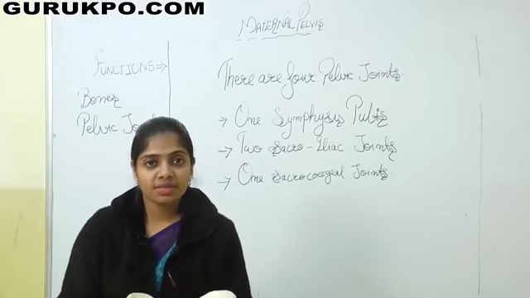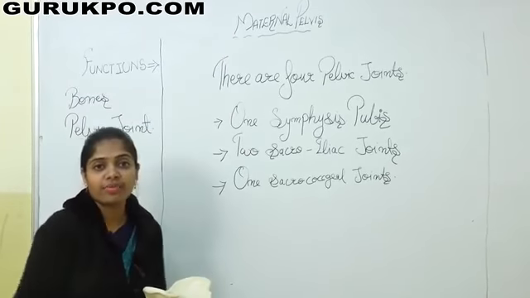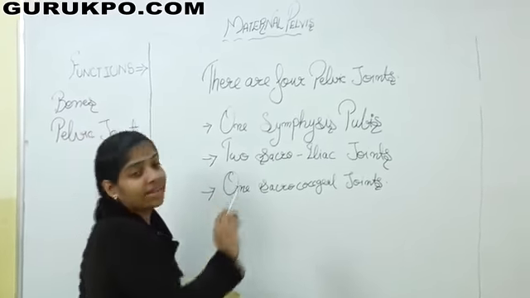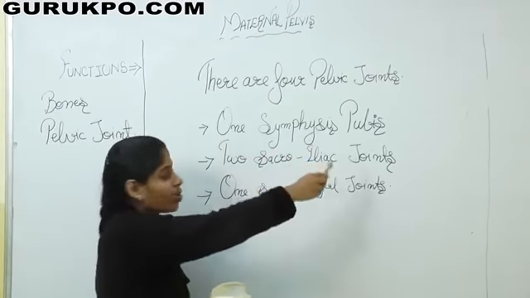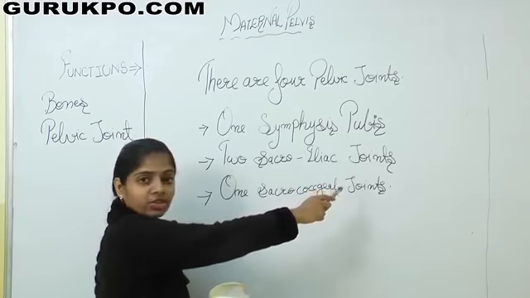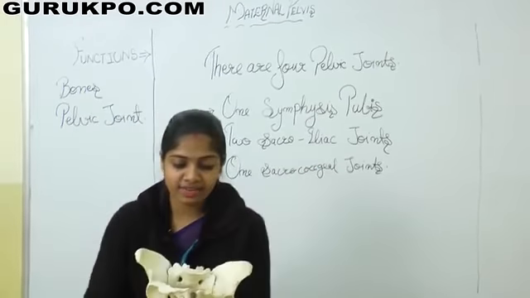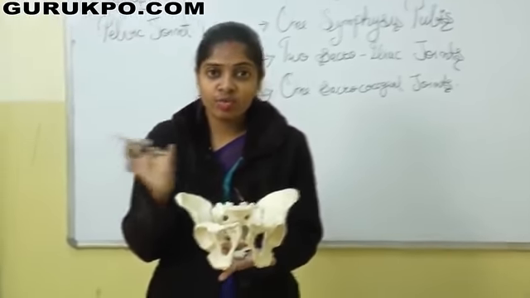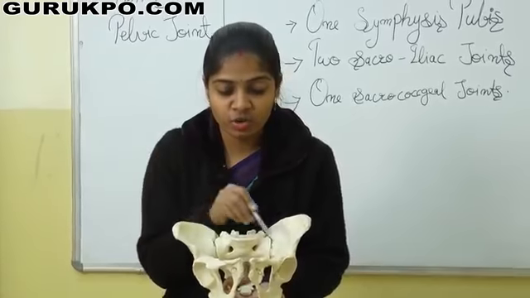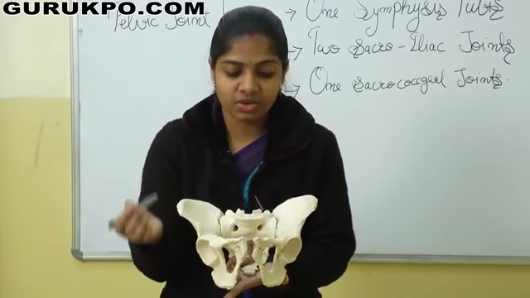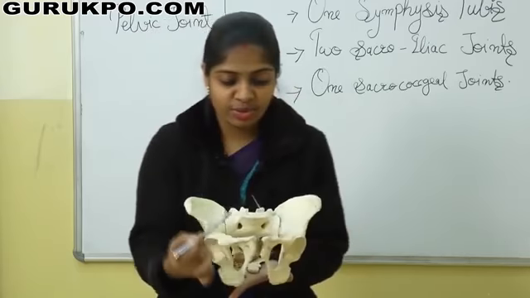Now we will discuss the joints of the pelvis. The pelvis has a total of 4 joints: 1 symphysis pubis, 2 sacroiliac joints and 1 sacrococcygeal joint. We all know that where two bones join together, there is a joint. First of all, the symphysis pubis.